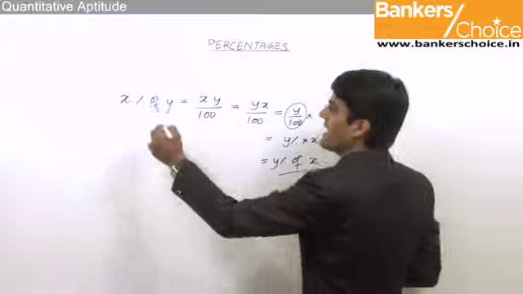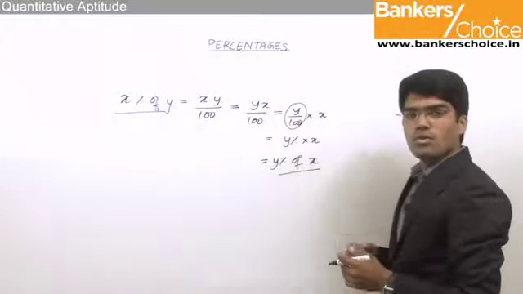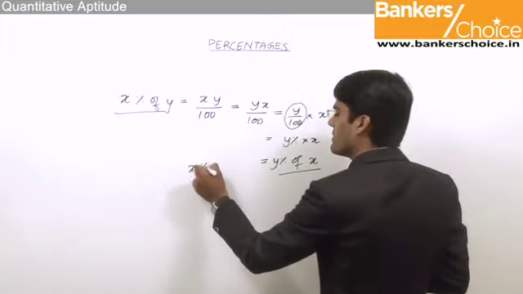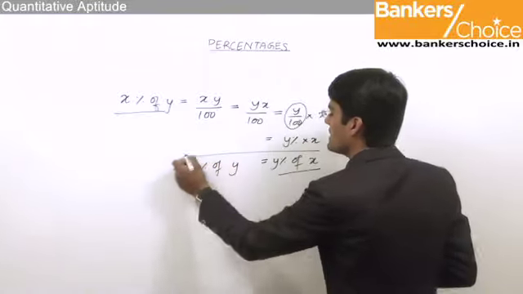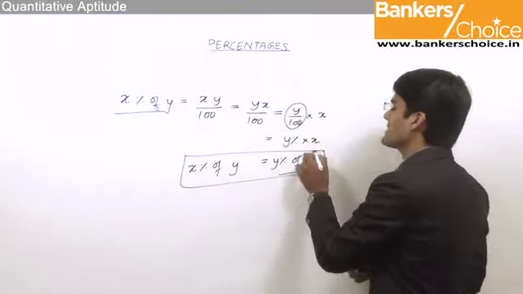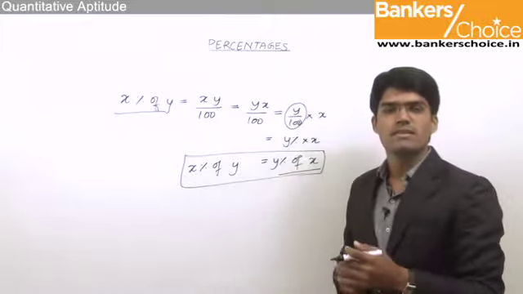So we find that x percent of y is equal to y percent of x. So always remember that x percent of y can always be taken as y percent of x. This point may be useful in doing certain calculations.